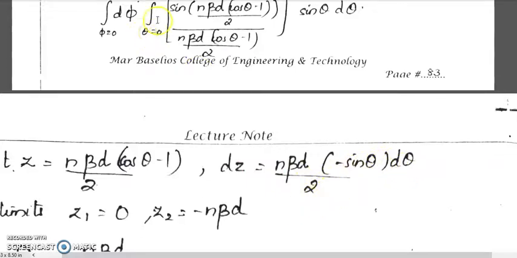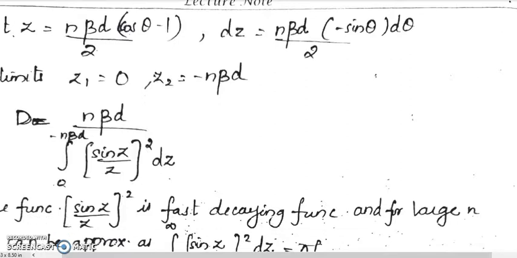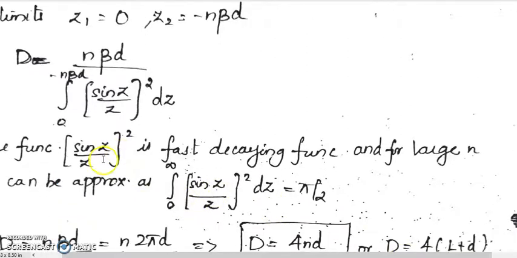And also the limit is changing. Z1 varies from 0 to minus n beta d. Okay. Then when we go for the integration, there is a function like that: sin z by z the whole square. It is a fast decaying function. So here we use an approximation same as in the case of a broadside array. In the case of broadside array, the limit is from minus infinity to plus infinity. But here the limit is from 0 to infinity, for a larger value of array. Okay, so 0 to infinity sin z by z the whole square dz can be approximated as pi by 2.